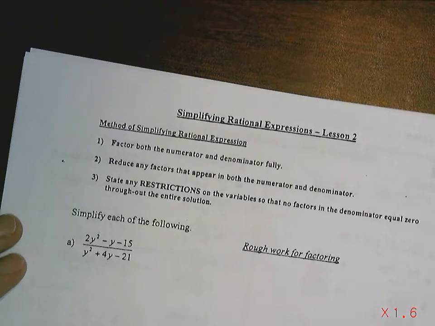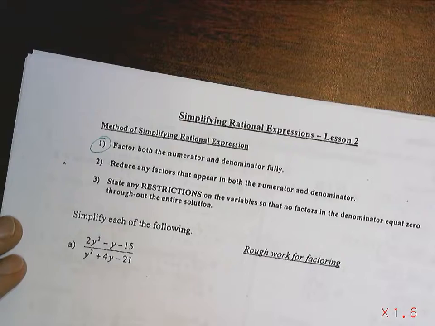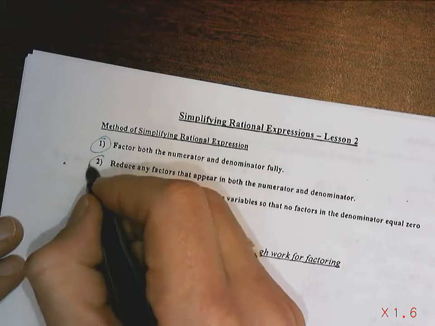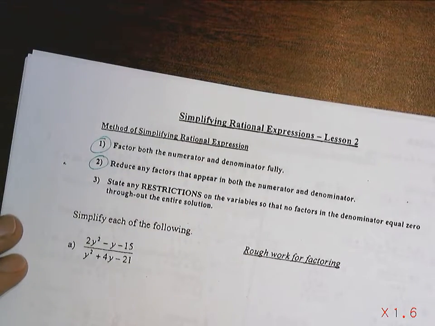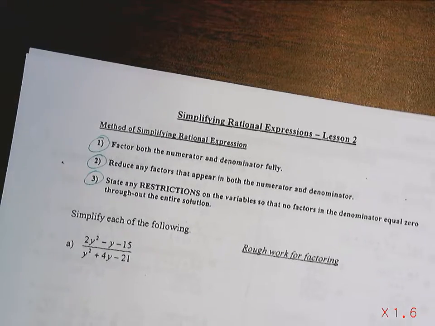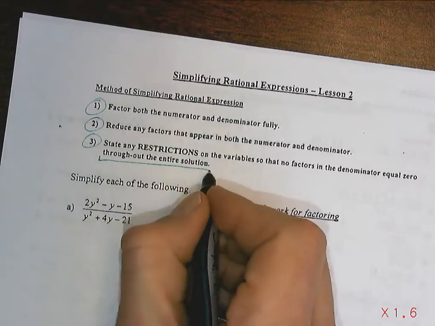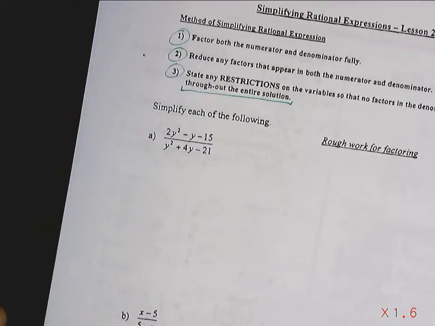We're going to remember the order that things are supposed to be done in. Number 1, we're going to factor both the numerator and denominator fully. Then we're going to reduce any factors that appear in both the numerator and the denominator. And 3, then we're going to state any restrictions on the variable so that no factors in the denominator equal 0 throughout the entire solution. That's going to be important.